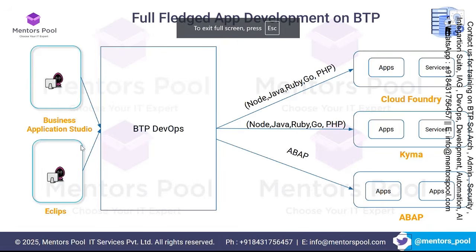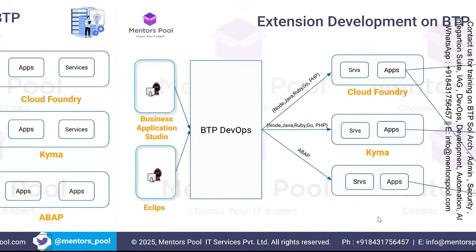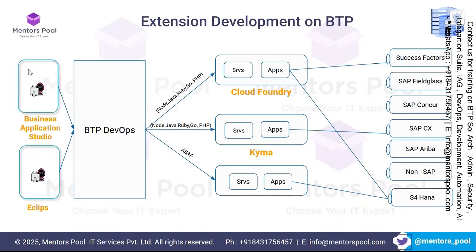So generally, whenever a full stack application is built, you develop in Business Application Studio and do all the BTP DevOps, and then you can deliver it to Cloud Foundry, Kyma, or ABAP, three places, right? When you develop an extension, again you write code in Business Studio, do DevOps, and deploy it into Cloud Foundry or Kyma.